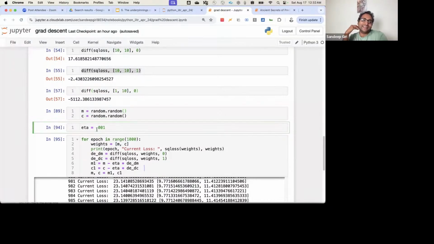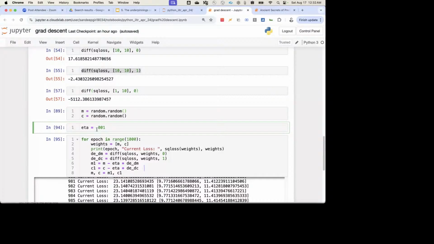Yeah, the eta, basically the thumb rule is: if the whole process is going super slow, try increasing eta. If it starts diverging rather than reducing, then decrease the eta. Okay. Everybody on the same page?